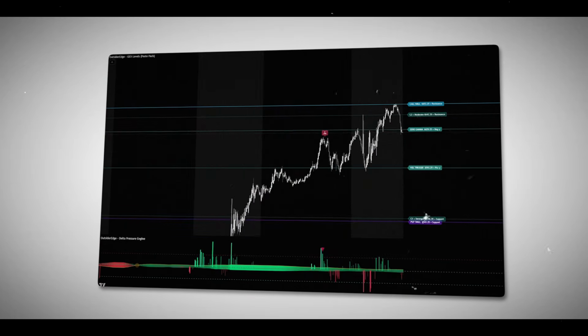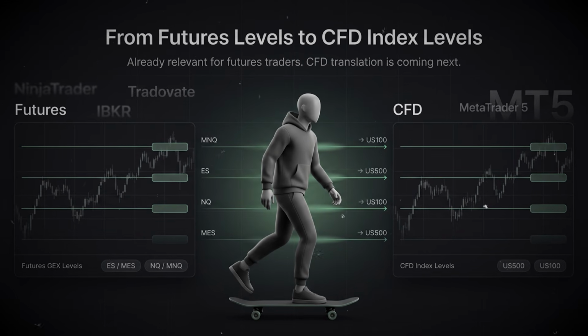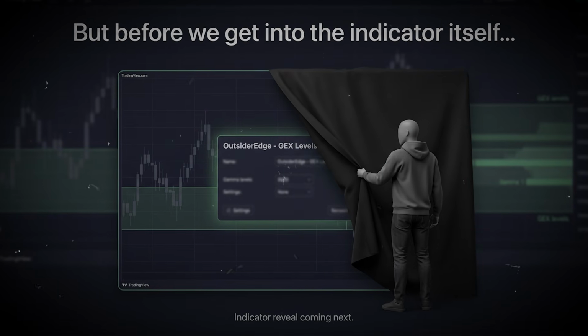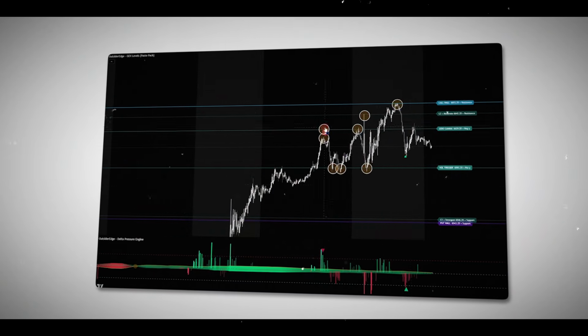And later on, I'll also mention what we're building next, because we're working on translating these levels automatically into index levels for CFD traders as well. But before we get into the indicator itself, here is a quick breakdown. If you don't give a shit, then skip this part and move to the section where we showcase the indicator.